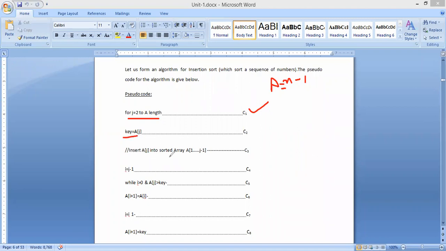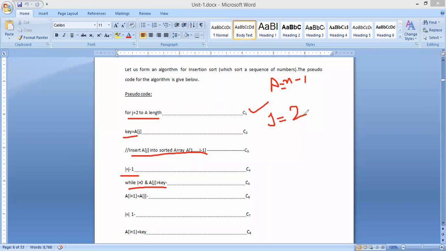Here we can also write it this way. This is another logic. The second step is I equals J minus 1. This is the condition. Now again we have one more loop: while I greater than 0 and A of J greater than key. What does it mean? Let's suppose initially J equals 2.